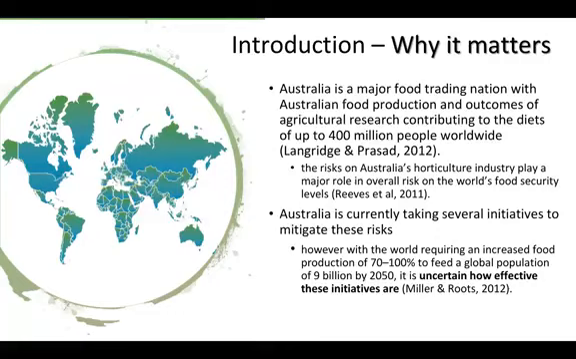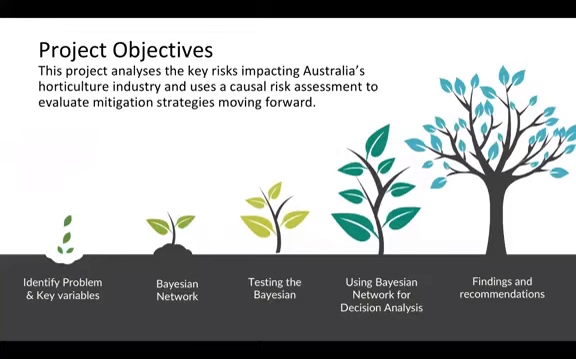Australia is currently taking several initiatives to mitigate these risks. However, with the world requiring an increased food production of 70 to 100% to feed a global population of 9 billion by 2050, it is uncertain how effective these initiatives are. The purpose of this project was to investigate the problem of these key risks impacting Australia's horticulture industry and how a causal risk assessment will assist in addressing this issue.